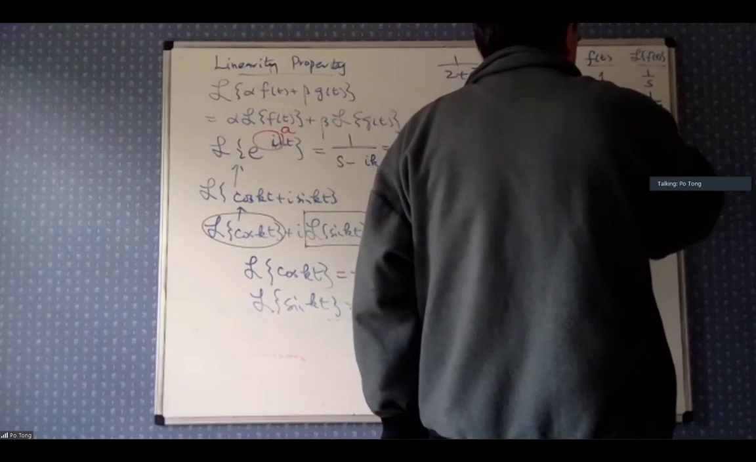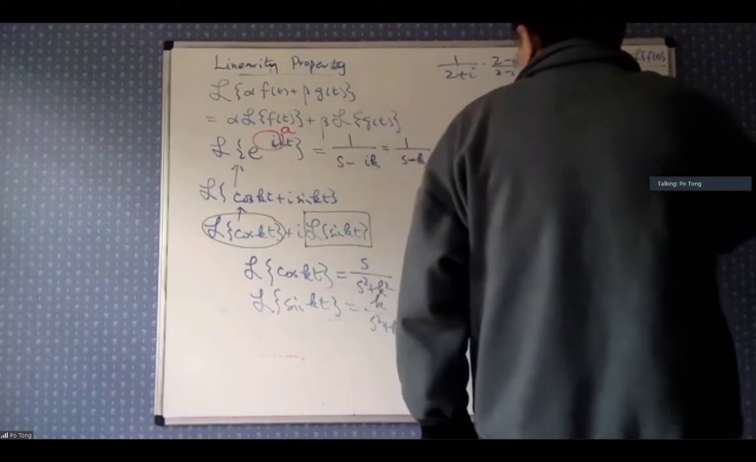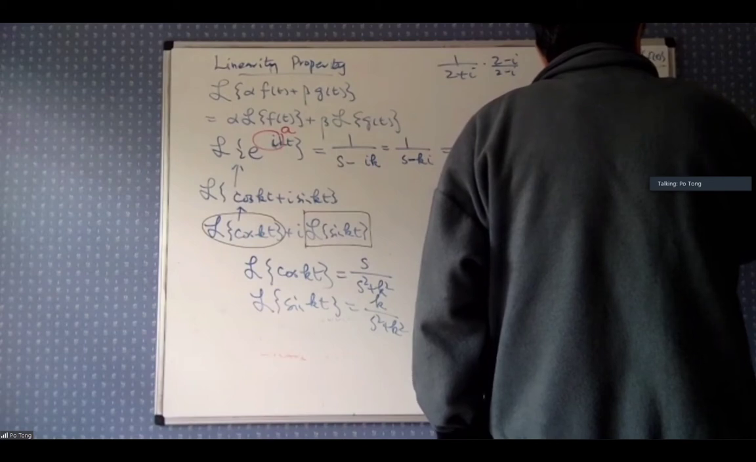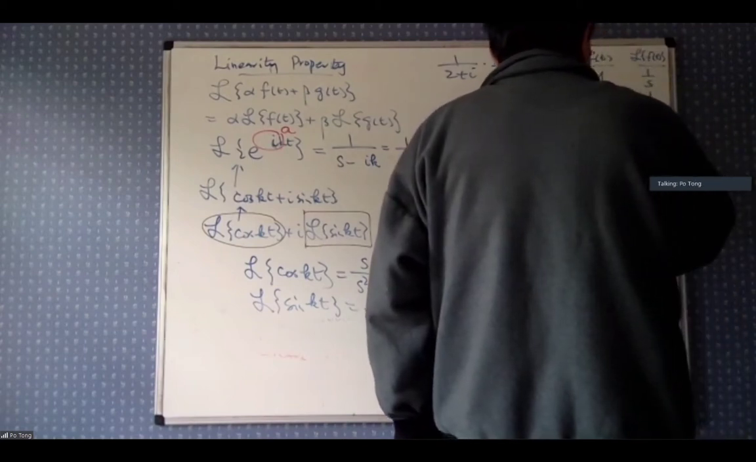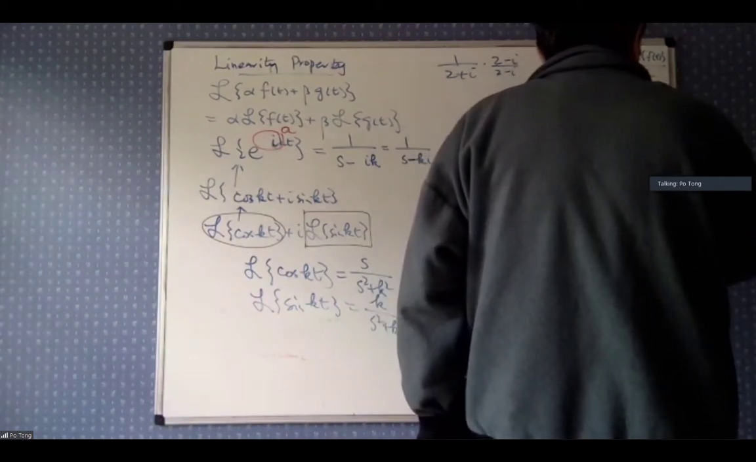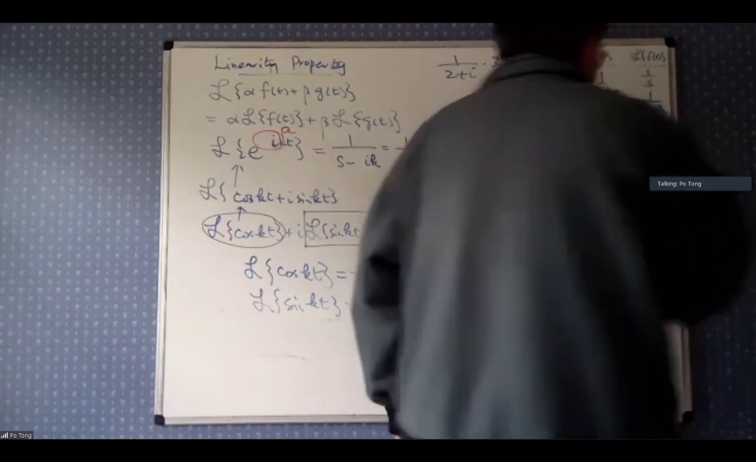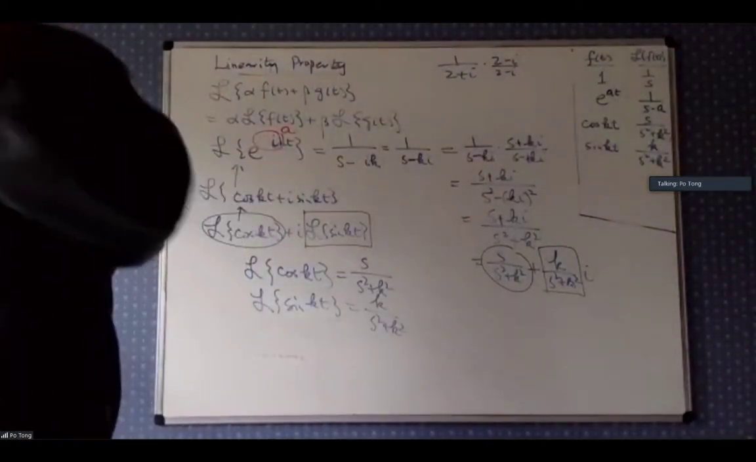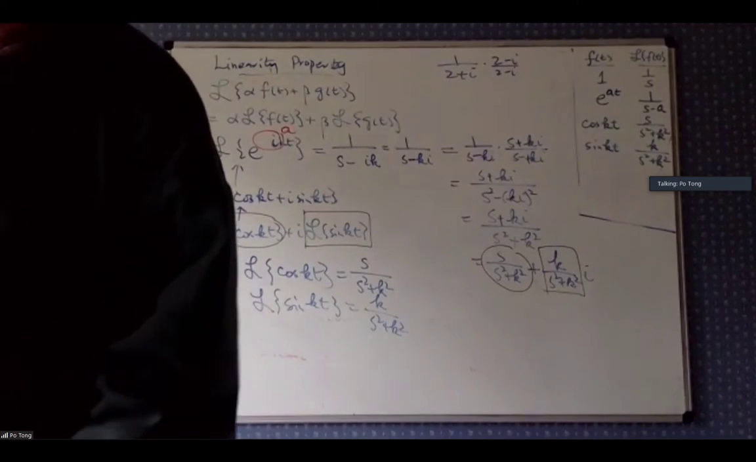So here you have cosine kt will be s over s squared plus k squared. Sine kt will be k over s squared plus k squared. Is it okay? I'm sorry about that mistake I made. I somehow put a negative there.